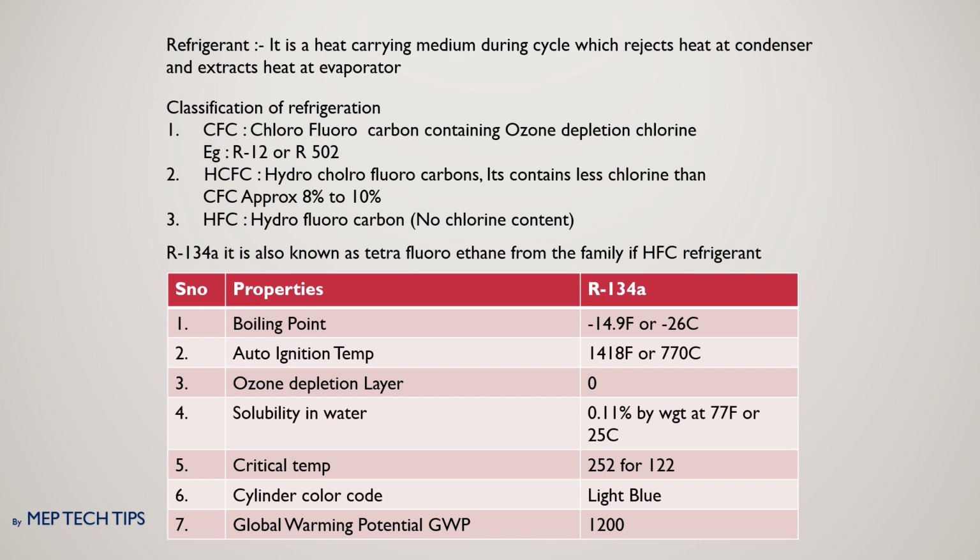So refrigerant is a heat carrying medium during the cycle. Which cycle? The vapor compression cycle. Refrigerant rejects heat at the condenser and extracts heat at the evaporator. The phase is changing here: the condenser is rejecting the heat, so the vapor becomes liquid, and then the evaporator is extracting the heat, so it is again converting from liquid to vapor. So this is the cycle. We will go in depth on the cycle step by step.